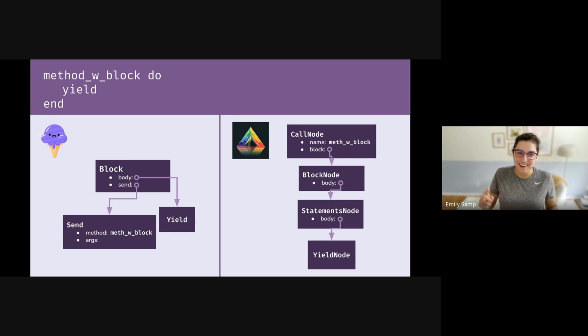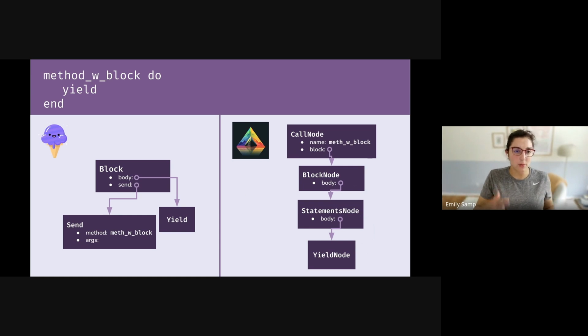So now, let's imagine we have a different method called method with block. Very creative. And this method takes a block argument. We're going to see the structure of the trees get a little weird. So if we look at the parse tree generated by Prism first, well, we have a call node representing the method call. And then that call node references a block node, which stores the body of the block in a statements node. And then finally, it has a node for the yield keyword. This structure is very linear, and so I think it makes quite a bit of sense.